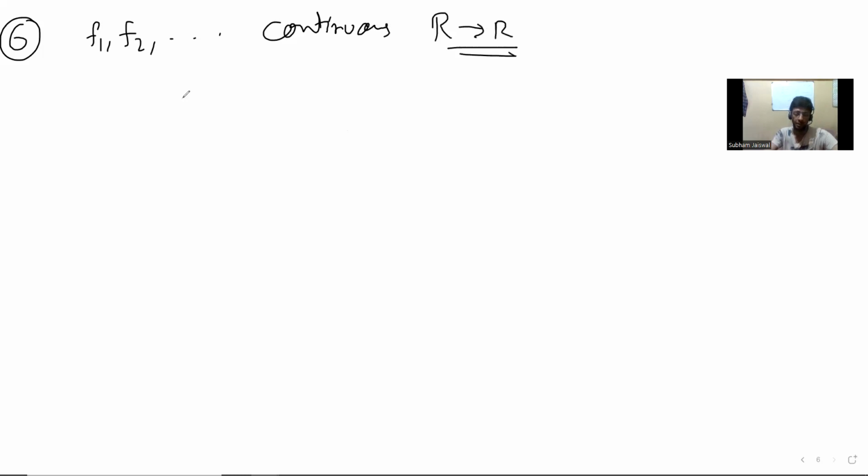Question 6, I believe, was more interesting. At least maybe I did it in a bad way. It's a very beautiful idea, I think, and we'll see if this is okay. So the first thing is that these are continuous functions. So we have F1, F2, and so on. These are all continuous, from R to R.